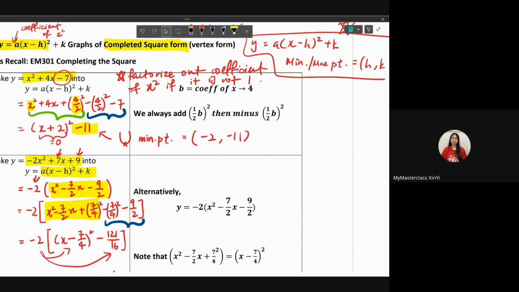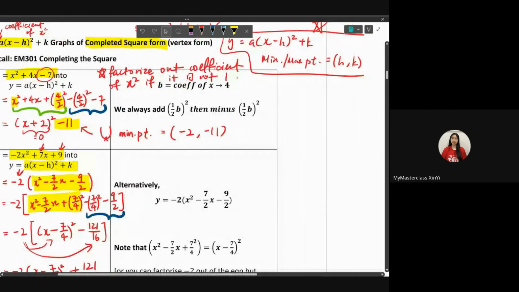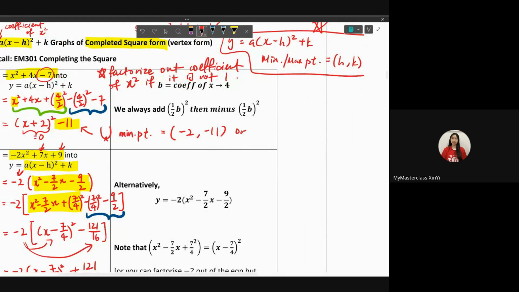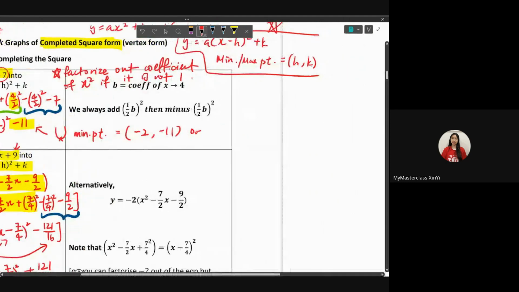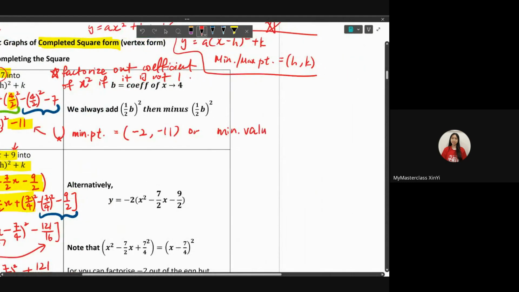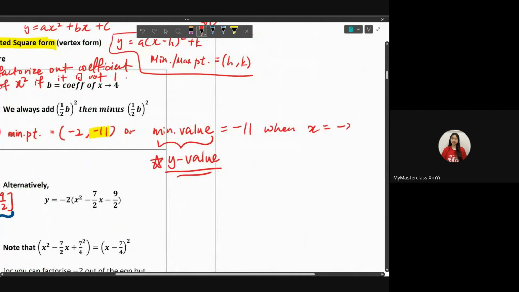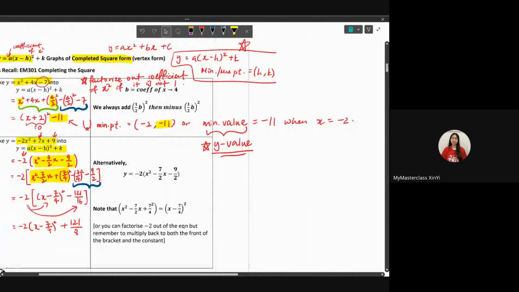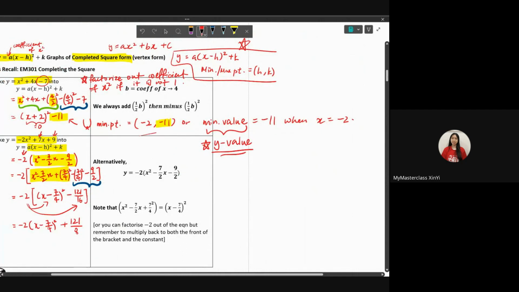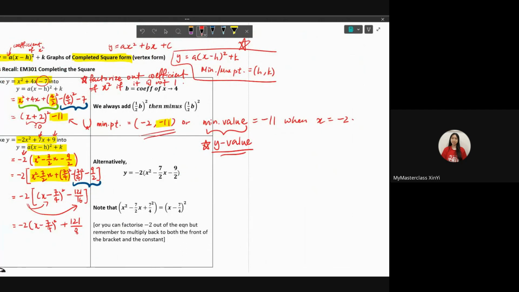And there's another way of phrasing this. Sometimes they ask you what is the minimum point of this curve. Sometimes they also ask you what is the minimum value. When they ask for minimum value, they are actually asking for the y value. Important now: y value meaning it is this one over here. So when they ask for minimum value, it is not negative 2, it is negative 11 when your x equals negative 2. See the way they phrase it. If they want minimum point, you give the coordinates. If they want minimum value, you give the y value.